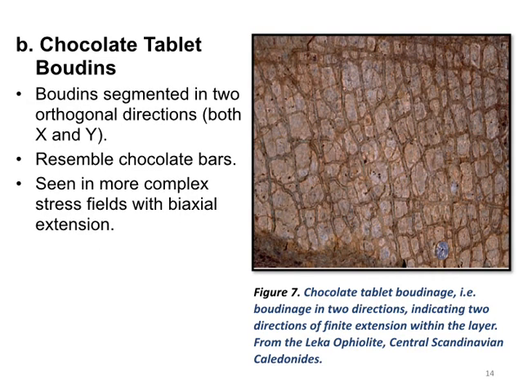So the next type is the chocolate tablet boudins. These are segmented in two orthogonal directions, resembling chocolate bars. They form under more complex biaxial extension. The example of chocolate tablet boudin is given on the right hand side of the slide.